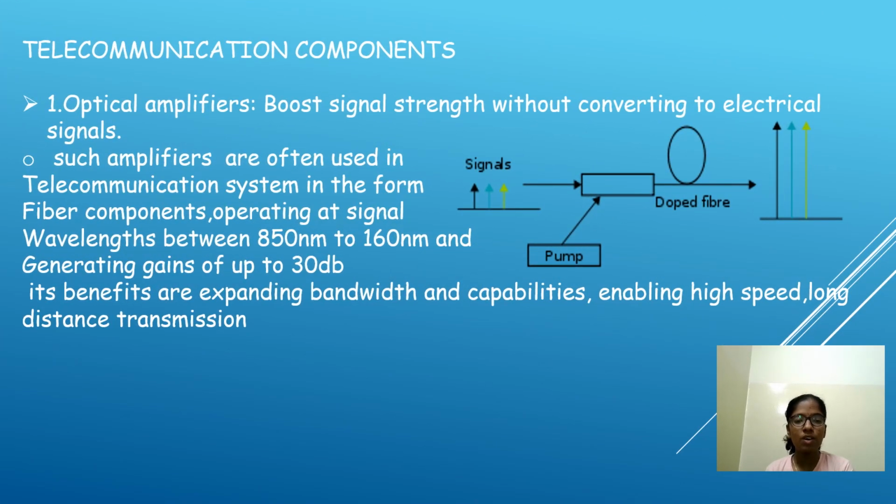An optical amplifier is one of the components of telecommunication. It boosts the signal strength without converting into an electric signal. Such amplifiers are often used in telecommunication systems in the form of fiber components, operating at signal wavelengths between 850 nanometers to 1600 nanometers and generating up to 30 decibels. Its benefits are expanding the bandwidth and capabilities and enabling high speed and long distance transmission.